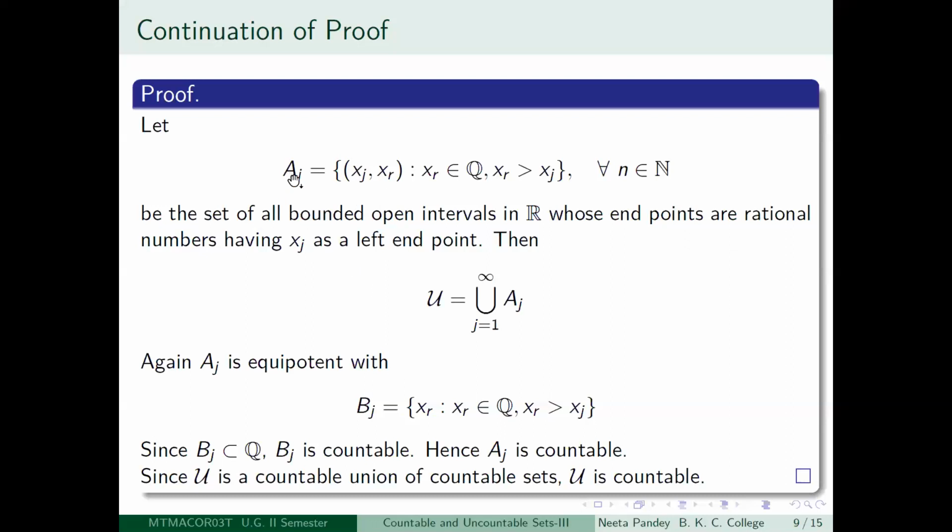So then if you look at all these AJs, A1, A2, A3, etc., then you notice that you are actually getting the collection of all bounded open intervals in R whose endpoints are rational numbers. Because if the endpoints are rational numbers, then the left endpoint has to be one of the x1, x2, x3, etc. So it has to belong to one of the AJs. Therefore, U is equal to A1 union A2 union A3 union A4, etc.